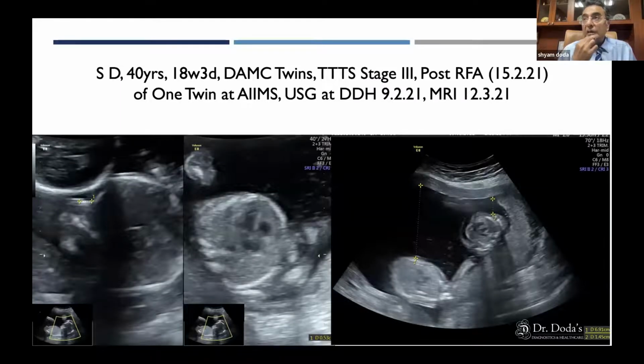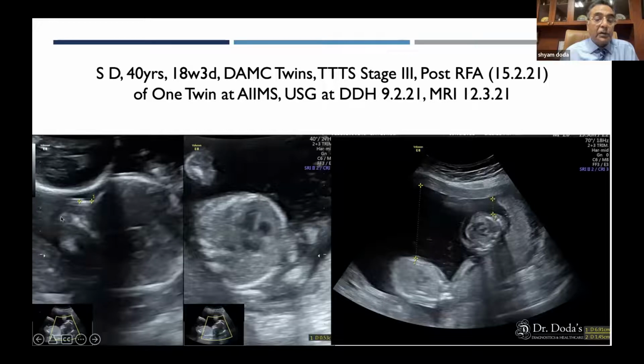This was a patient having diamniotic monochorionic twin pregnancy at 18 weeks, 3 days. And we had done an ultrasound on 9th of February 21. And we labeled it as twin transfusion. And of course, with the discordance in the growth of the other baby. The patient went to All India Institute and underwent the post RFA on 15th of February of one of the twins. And the patient came to us later on for an MR sent by All India Institute.